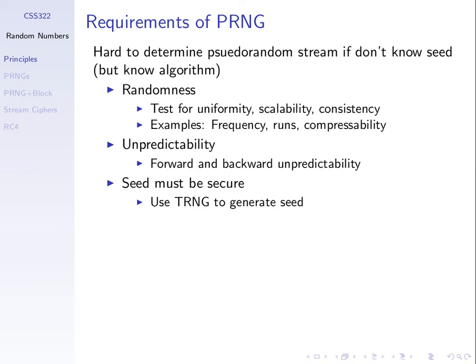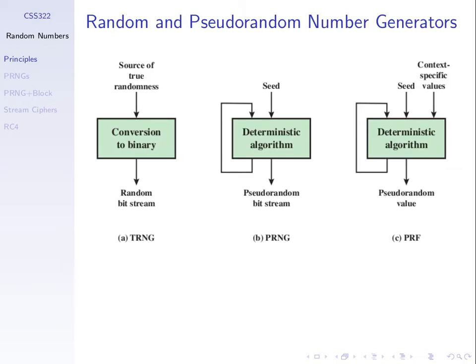In a number of applications, we'd also like the seed value, the input, to be random. So we may use a true random number generator to generate the seed value. But going back, the seed is an input to our pseudo-random number generator. In some security applications, to get a better random sequence where it's hard to predict what the initial value was, the seed should be random itself. Well, how do you get a random seed? Use a true random number generator. So combine these two.